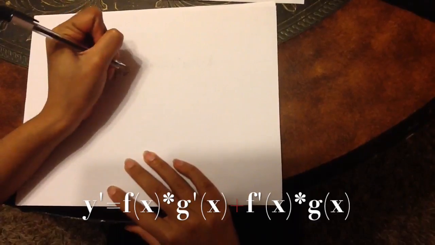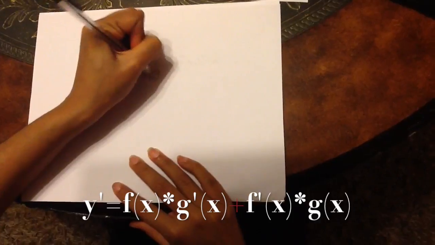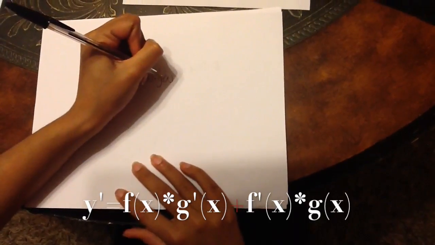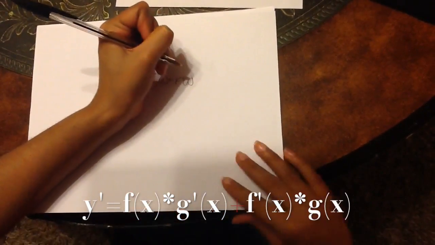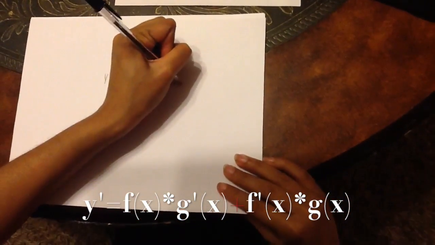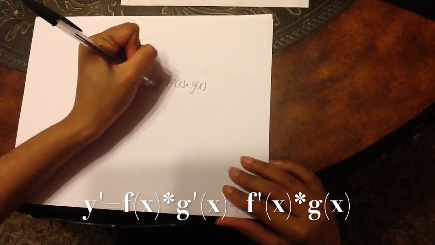In the product rule, we will be multiplying the original first function by the derivative of the second function, and then we will add the derivative of the first times the original of the second. The equation is stated as y prime equals the original first function, which is f of x, times g prime, which is the derivative of the second function, plus f prime, which is the derivative of the first function, times g of x, which is the original of the second function.